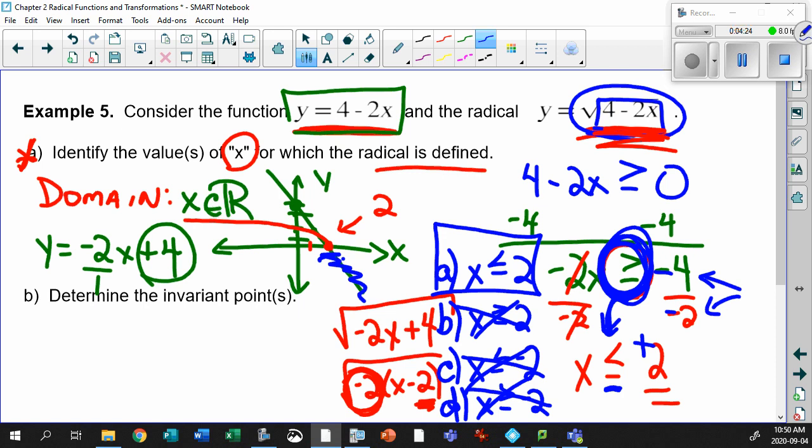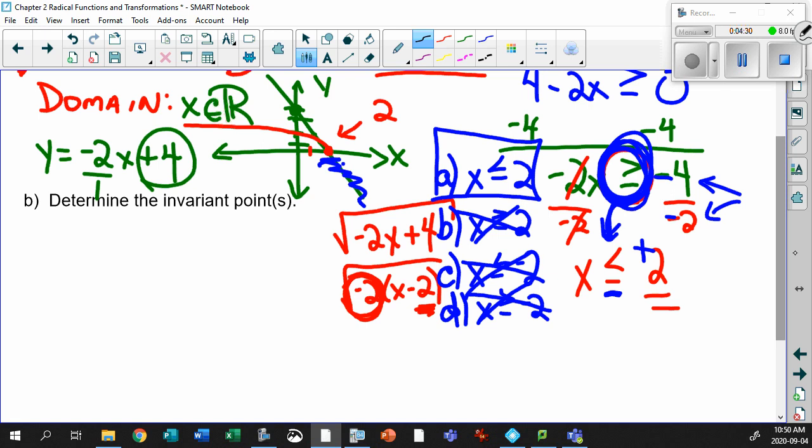Now, the second thing that they're going to look for is they're going to look for this. They're going to say, okay, what is the value of the invariant points? Now, you remember from a podcast way, way long ago here that your invariant points happen when y equals 0 and y equals 1, right?